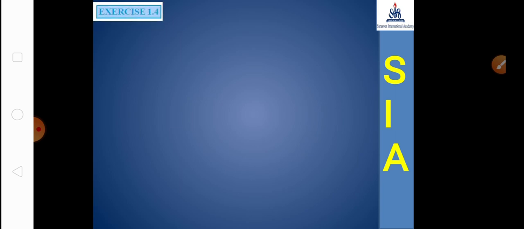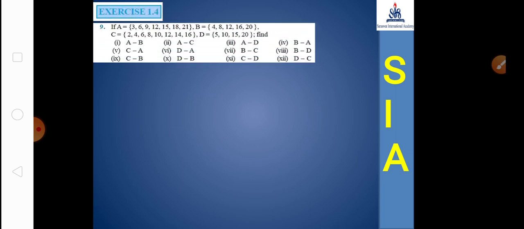Now 9th. In the 9th one, total 12 questions are given in the different sets. Very easy. Difference means only subtract the elements, like elements. Okay. First, A minus B means look at A and B. Which element is common?